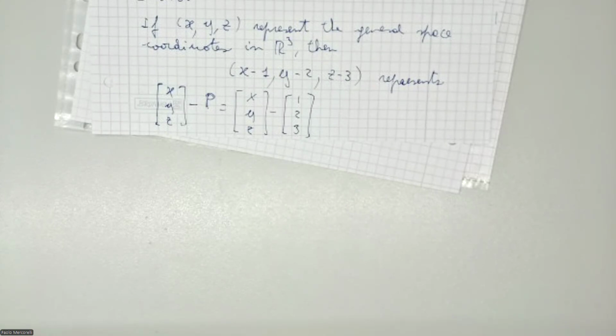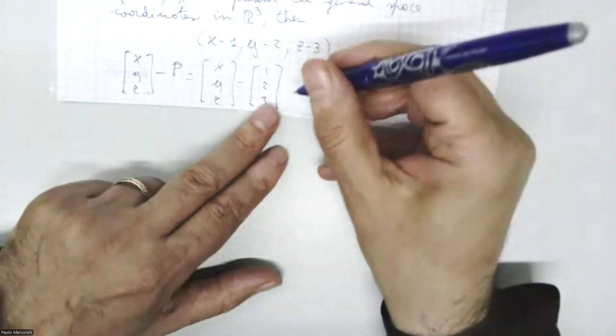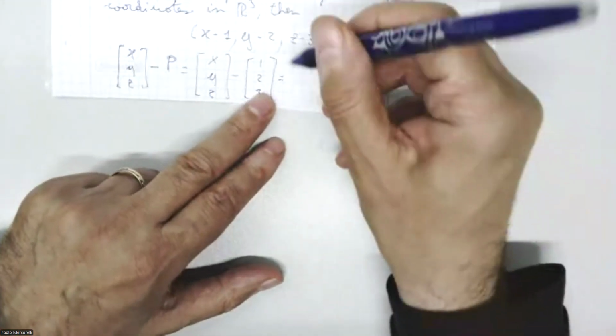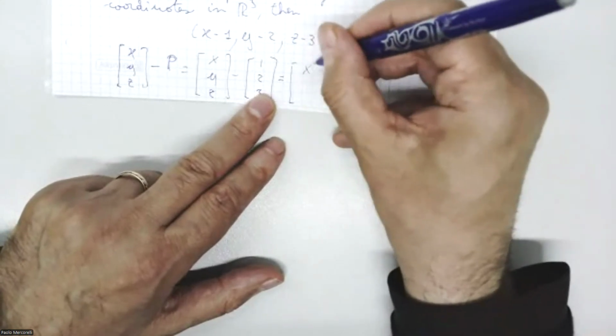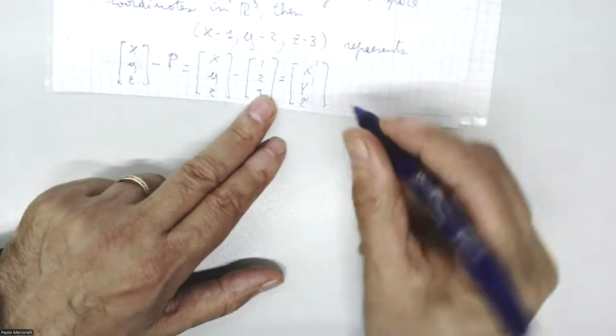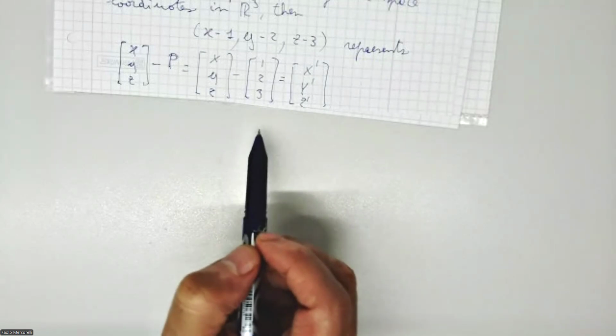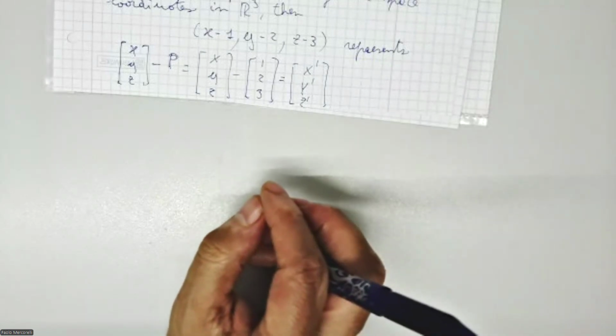This means now my new system, or my system X, Y, Z, includes 1, 2, 3. My new system includes 1, 2, 3. Let me show you what I am doing. X apostrophe, Y apostrophe, Z apostrophe. I have a new reference which includes 1, 2, 3. Before I included just 0.